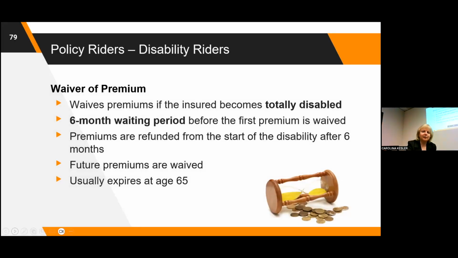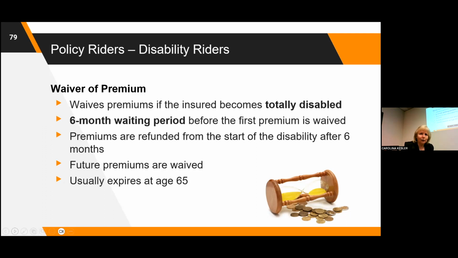Waiver of premium waives the premium if the insured becomes totally disabled. There's a 6-month waiting period before the first premium is waived. Premiums are refunded from the start of the disability after 6 months, so they'll get those 6 months back. So you want to make sure they're investing their money and have an emergency fund, because the first thing they're going to cancel if they become disabled is their life insurance, and that's when they need it the most.